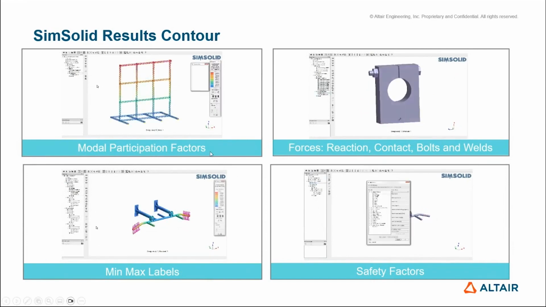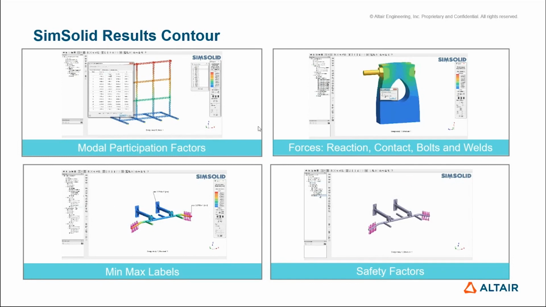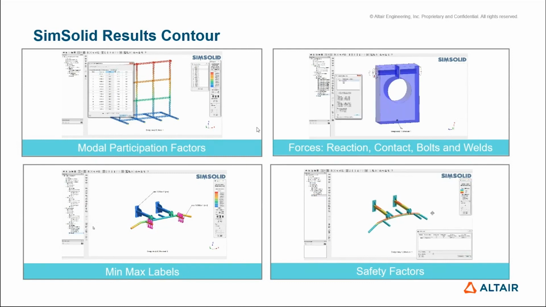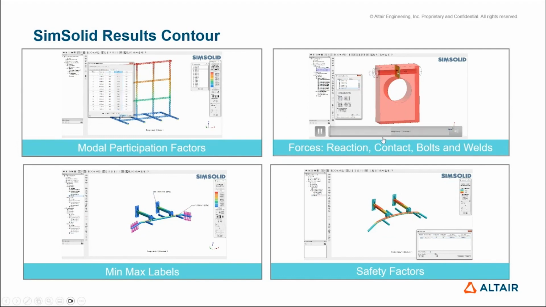Further to that, as I mentioned, modal participation factors, very important when assessing your natural frequency results. How much of the mass is acting in a particular direction for a particular frequency. This can help you in terms of how to counteract that particular natural frequency if, for instance, it's too close to an operating frequency. The extraction of reaction, contact, bolt, and weld forces.